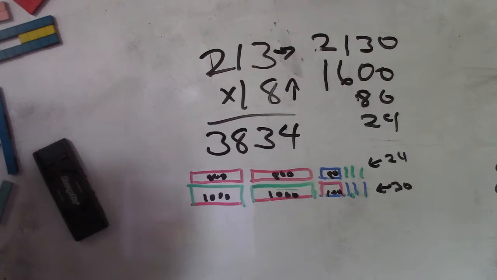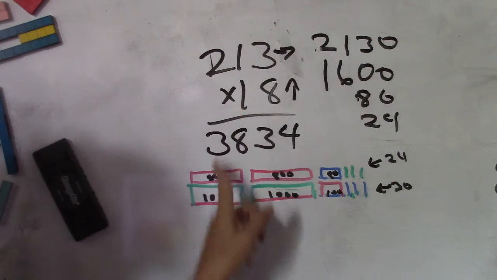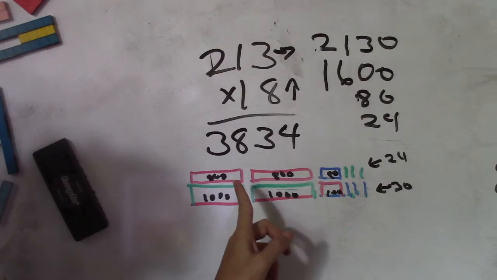That's 8. That's 18 times. That's 8. There you go. That's 18 times 213. And then see, if I turn this, if I made that a 2, I'd have, yeah.